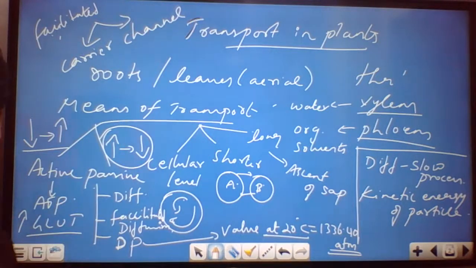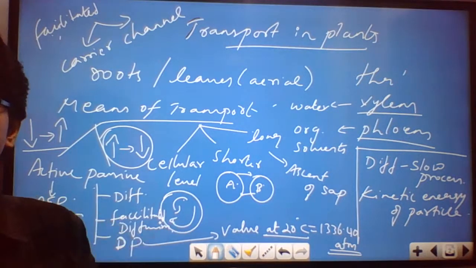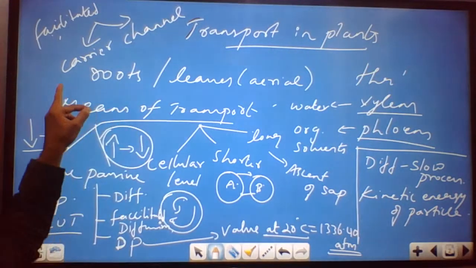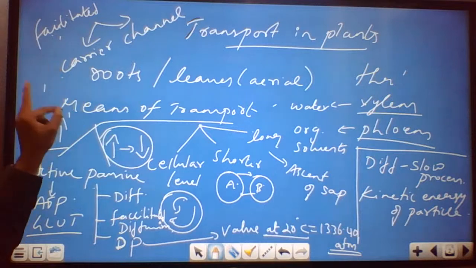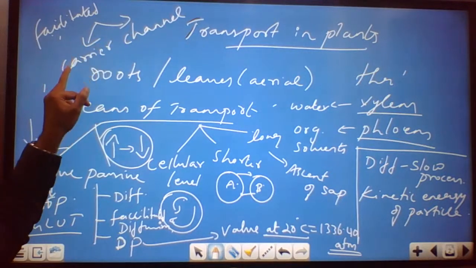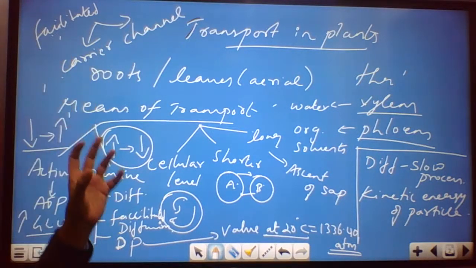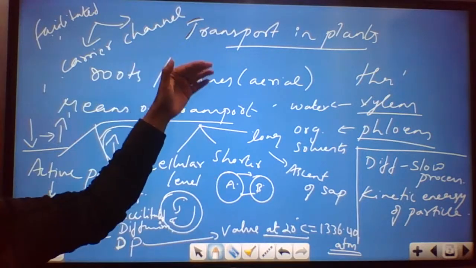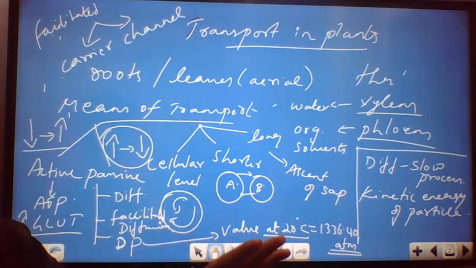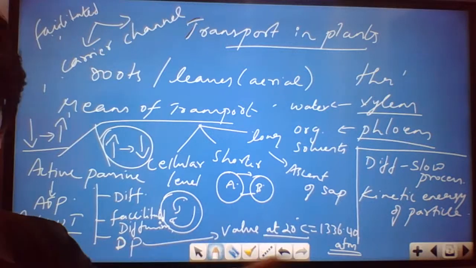One is the carrier type, and the other type of facilitated diffusion is the channel type. What do you mean by facilitated diffusion? Here, the diffusion is facilitated or enhanced, by means of the carrier and by means of the channel. In the carrier type, carrier proteins carry the molecules from the outer surface and bring them inside. It facilitates the reaction, but there is no spending of energy in this case.